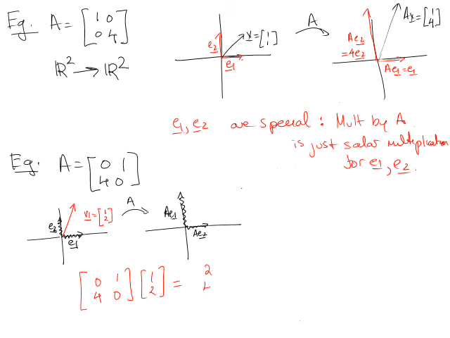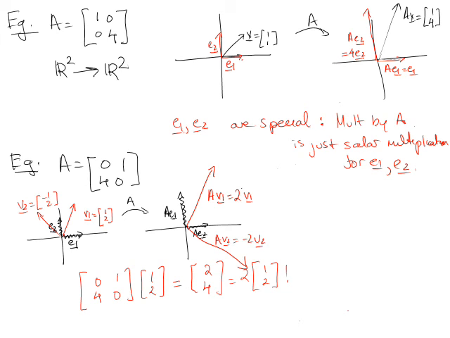Well, you just get 2, 4, which is twice 1, 2. So actually, this vector's direction doesn't get changed by A, it just gets scaled by a factor of 2. And similarly, you can check that if you look at the vector v2, whose entries are minus 1 and 2, then this gets scaled by a factor of minus 2. So Av2 equals minus 2 v2. Okay. So in this case, hidden in this matrix, there were these two special vectors.